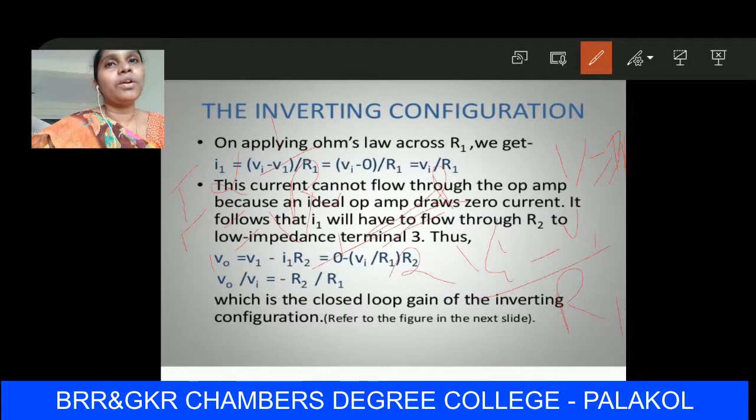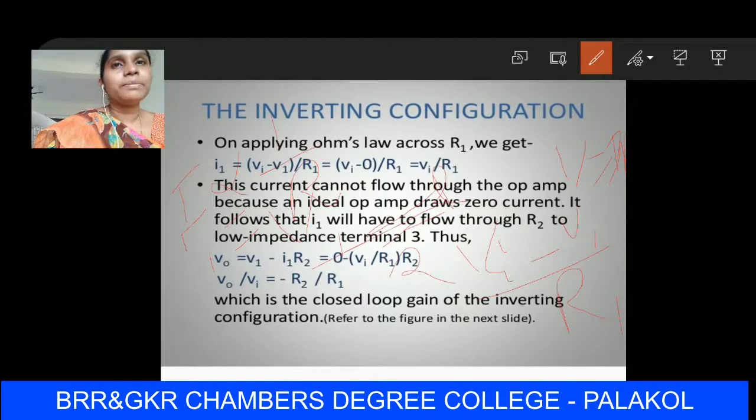Here, in an ideal op amp, the input impedance is very high. So that's why the current in the input terminal is very low, that is 0 current. So I1 has to flow through R2 to the low impedance terminal. Therefore the current flows from R2 to the low impedance terminal R3. Therefore the output voltage is equal to V1 minus I2 into R2. Here V1 is equal to 0, because we are considering a virtual ground.